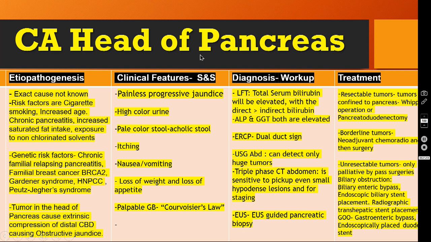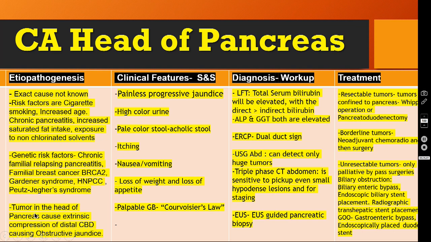So the next condition is CA, head of the pancreas. The exact cause is not known. Risk factors are cigarette smoking, increased age, chronic pancreatitis, increased saturated fat intake, exposure to non-chlorinated solvents. The genetic risk factors are chronic familial relapsing pancreatitis, familial breast cancer, that is BRCA2, Gardner syndrome, HNPCC, hereditary non-polyposis colorectal cancer, and Peutz-Jeghers syndrome.